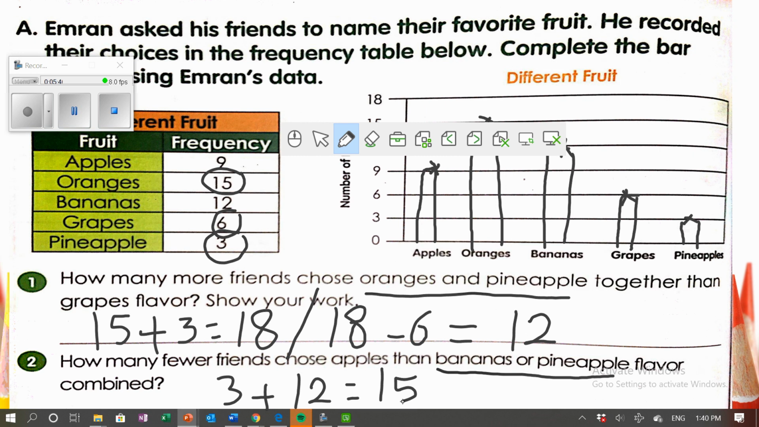Now I want to say the fewer. I have 15 for bananas and pineapple. The other one is apples. Apple is 9. So 15 minus 9, it will be 6 friends. So here, when I see the words combined or all together, I have to count the frequency of two objects. I have bananas and pineapple, so I have to add them and then subtract the apple from the total. Let's go to the next.